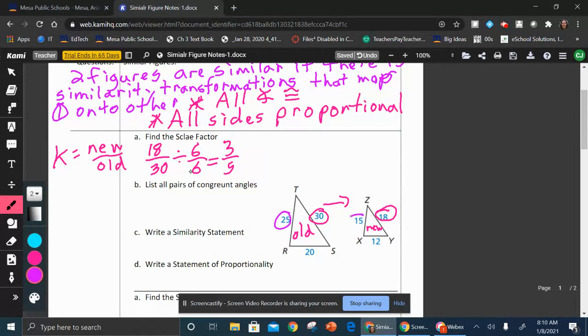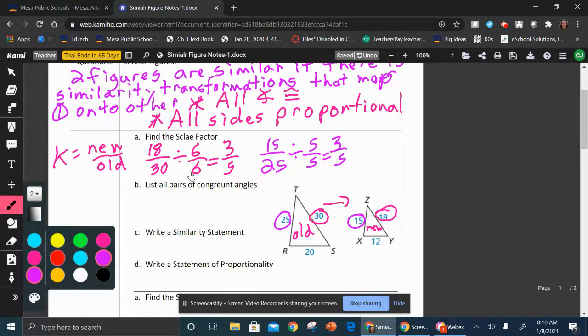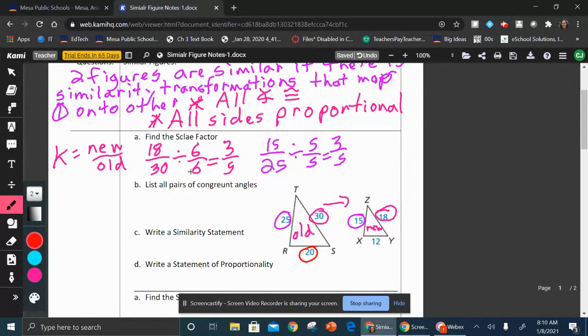Okay, and then we have 15 over 25. We can divide both of them by 5. So we get 3/5. And then we can also do 12 over 20. I can divide both of those by 4. They're even, so you could divide by 2 and then divide by 2 again, and we also get 3/5. So notice the scale factor for all of them is 3/5.